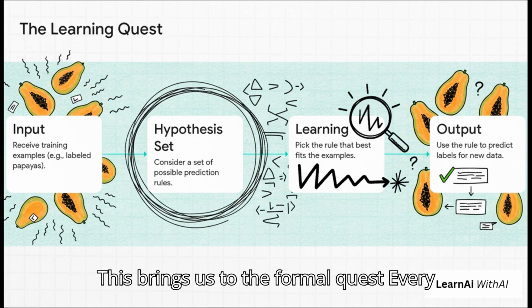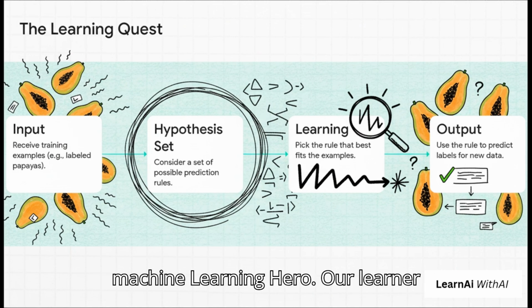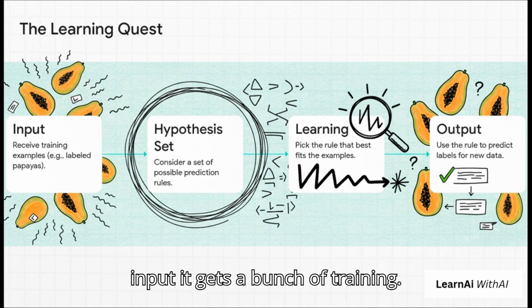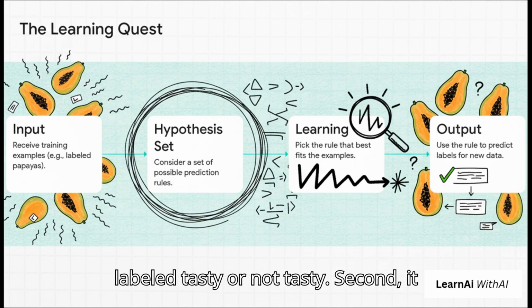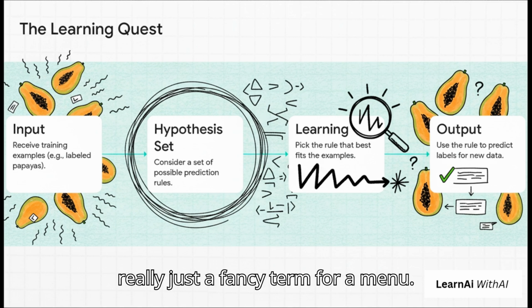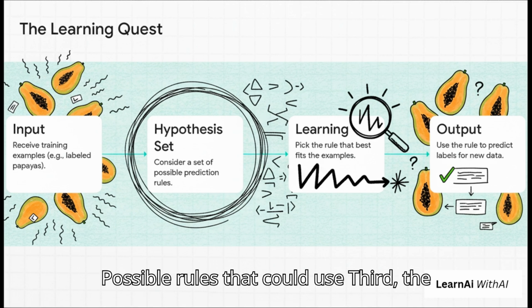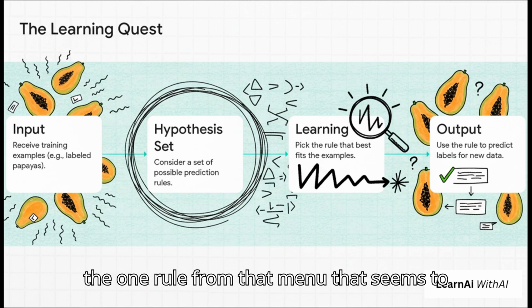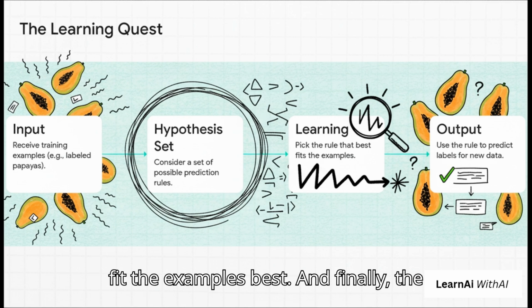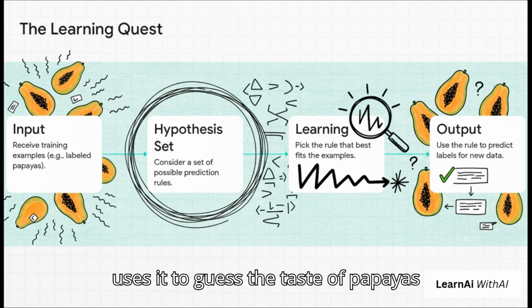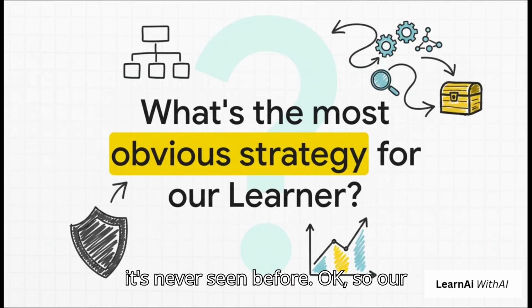This brings us to the formal quest. Every machine learning hero, our learner, follows these 4 steps. First, the input. It gets a bunch of training examples, our papayas, that are already labeled tasty or not tasty. Second, it looks at a hypothesis class, which is really just a fancy term for a menu of possible rules it could use. Third, the learning phase. This is where it picks the one rule from that menu that seems to fit the examples best. And finally, the output. It takes that chosen rule and uses it to guess the taste of papayas it's never seen before.